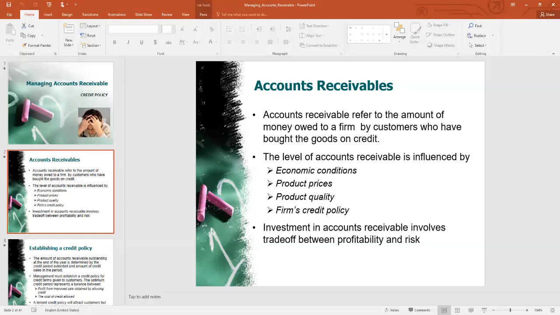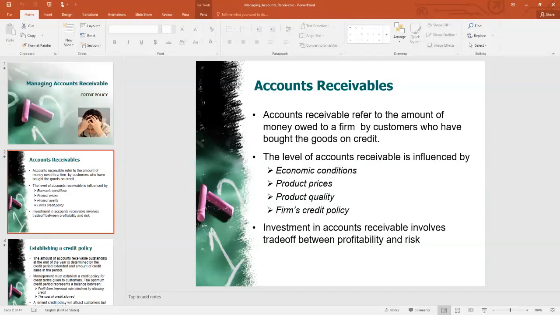Accounts receivable is sales made on credit that is outstanding at a point in time. That's referred to as the accounts receivable. A number of factors will influence the amounts that the company will be investing in their customers in terms of sales on credit. One of them being, of course, the economic condition.